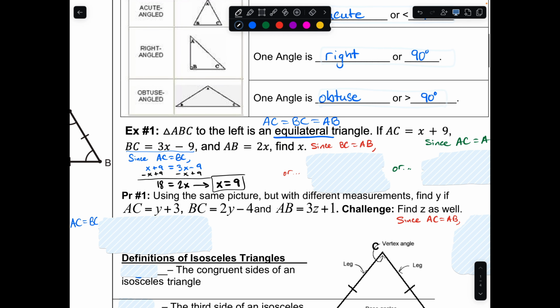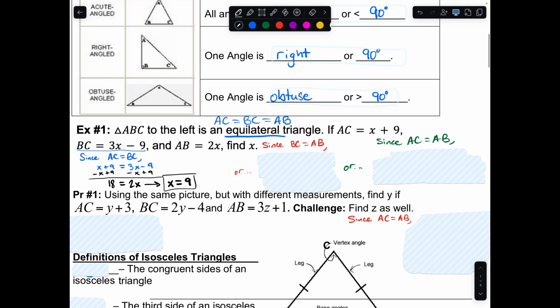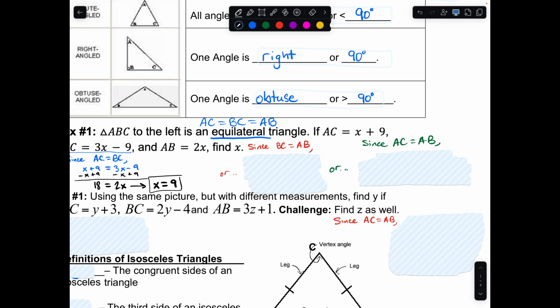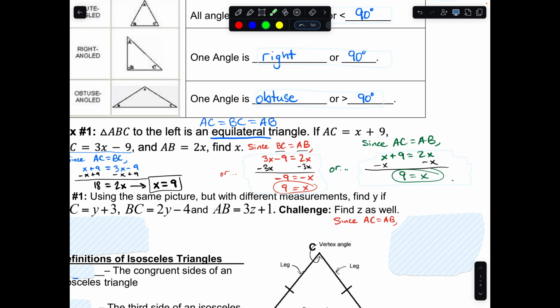You could have solved it differently. You only needed to do one, but if you chose a different way, you might have chosen BC and AB. And you could set those two lengths equal to each other. If you set 3x minus 9 equal to 2x and solve it, you'll get the same answer, x is 9. You could have even used AC and AB. And if you solve that equation, you'll get the same thing, x is 9.